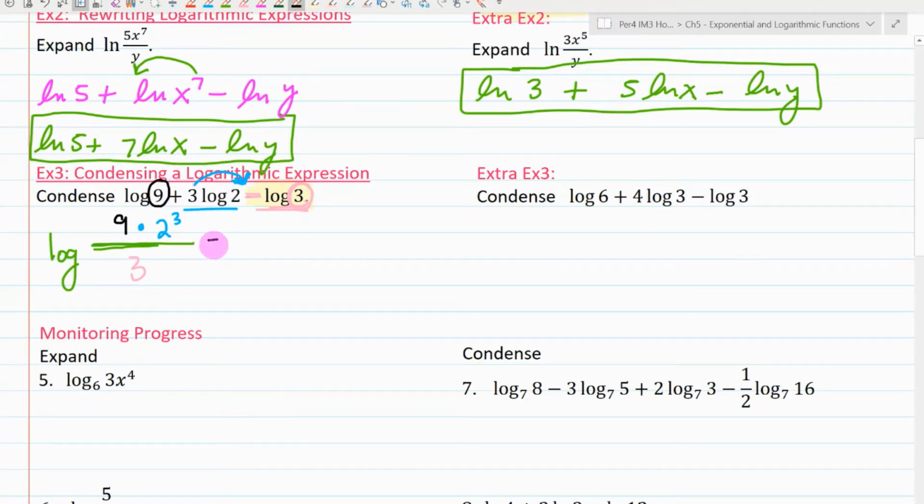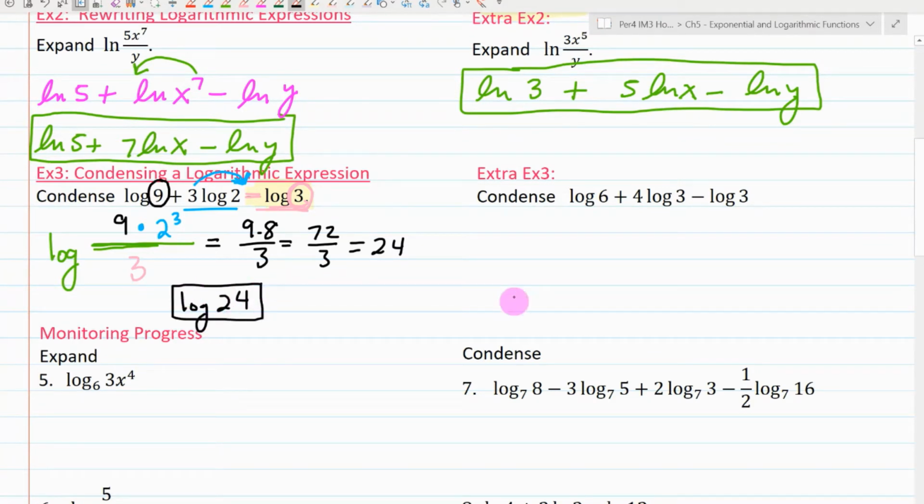So now I'm going to simplify this. 9 times 8 over 3, 72 over 3. So final answer, log of 24, and that is log base 10.